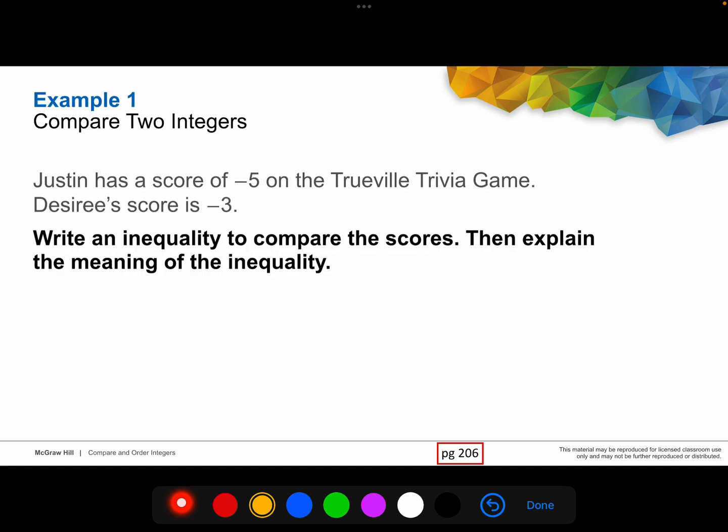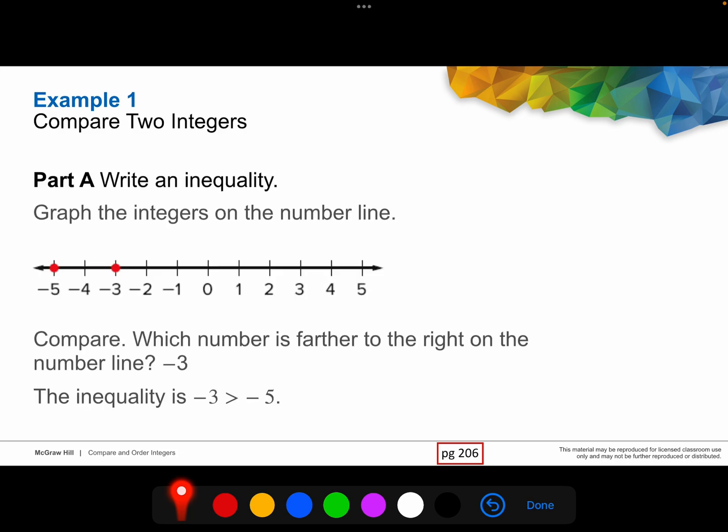Alright, let's take a look at example 1. Justin has a score of negative 5 on the Trueville trivia game. Desiree's score is negative 3. So write an inequality. Pay attention. Write an inequality to compare the scores and then explain the meaning of the inequality. So let's first write an inequality. To do that, we're going to graph our integers on the number line.